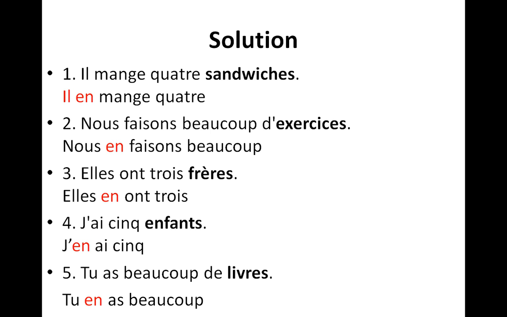Numéro 5. Tu as beaucoup de livres. Tu en as beaucoup. This is how it becomes. Okay, so again, subject pronoun, en, then verb avoir with tu, and then beaucoup, which is the adverb. So you have to follow this formula at all times, and this is how you use le pronom en, which is utilized to replace or to state a quantity in a sentence where you don't want to repeat the thing or the quantity that you're talking about, not to be redundant.